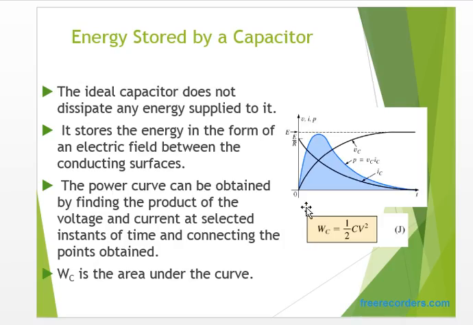So how can we define the power? Power is always defined as a product of voltage and current, and this blue curve shows the power stored in the capacitor. The area of this curve is the energy stored. Mathematically, energy stored is defined as half CV square.